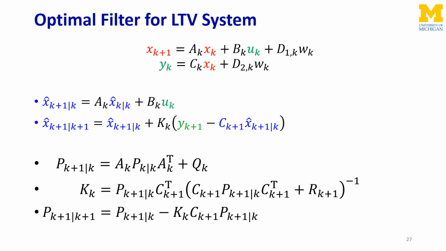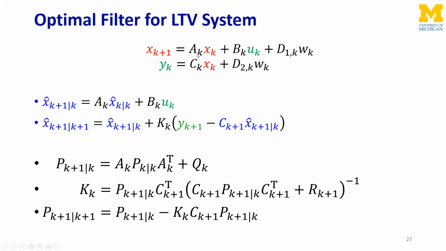Now, for both the predictor and the filter, I assumed that the system was LTI, which is linear time invariant, and the noise characteristics were constant in time. That is, the D1 and the D2, which allowed us to write Q and R, were constants. But actually, they don't have to be. I only did that because it gets messy carrying around all these indices.